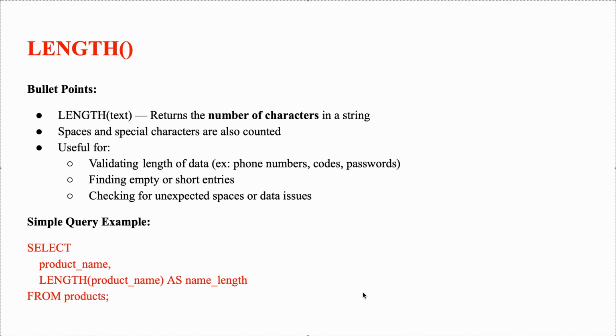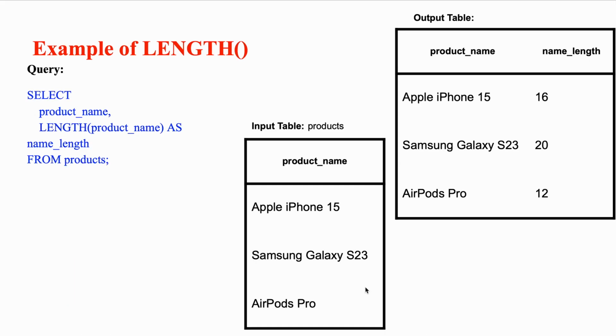The LENGTH function returns the number of characters in a string. It counts everything, including spaces and special characters. This is very useful in testing. For example, to validate that phone numbers or product codes have the correct length, or to detect entries that are too short or too long. Here's an example with product names. Using the LENGTH function, we can see how many characters each product name contains. This helps when we need to check if the text meets length requirements or if any values are unexpectedly short or too long.